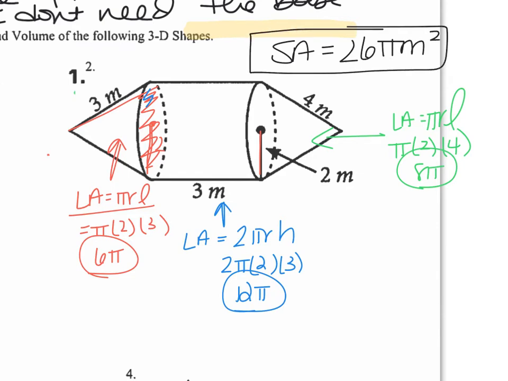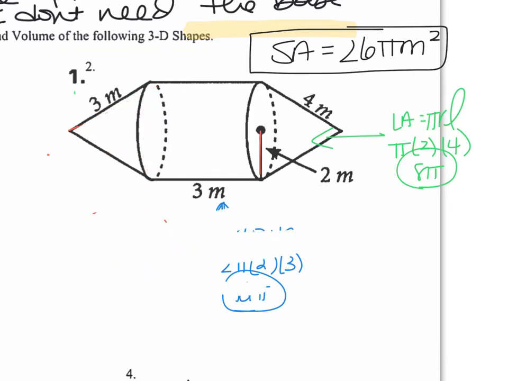Now, if I didn't want to put it in terms of pi, I could type 26 pi into Desmos, or I could do 26 times 3.14. But using pi is just slightly more accurate. All right, I'm going to erase so we can see it. You fortunately don't have to write as big as I do.